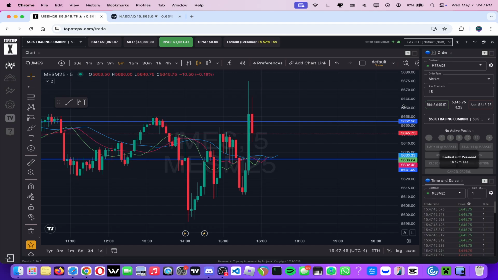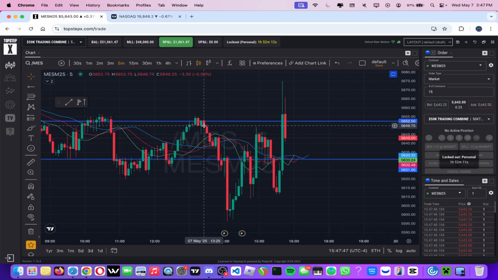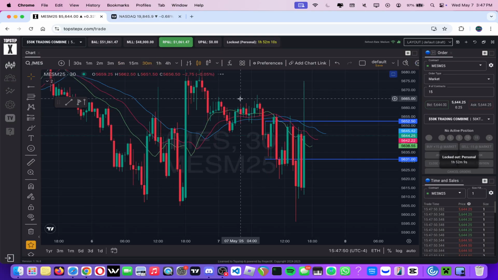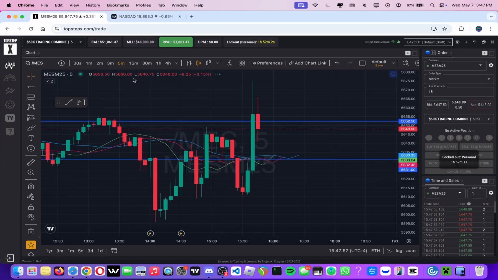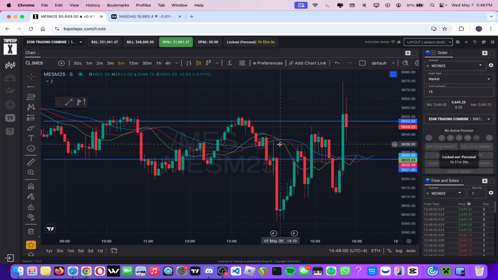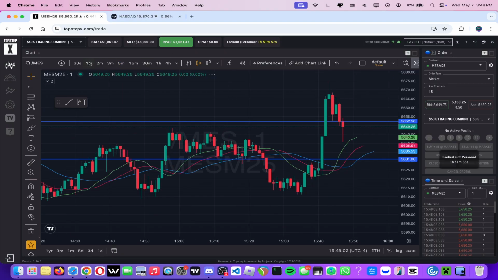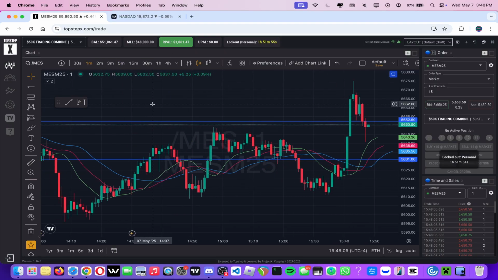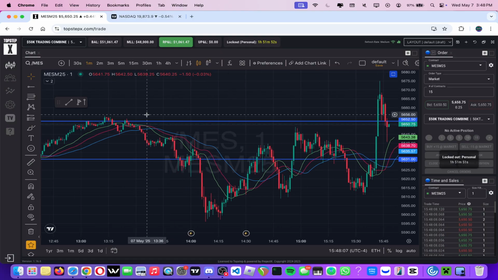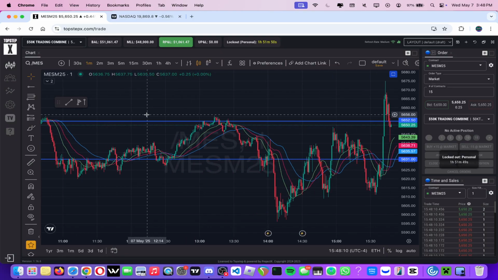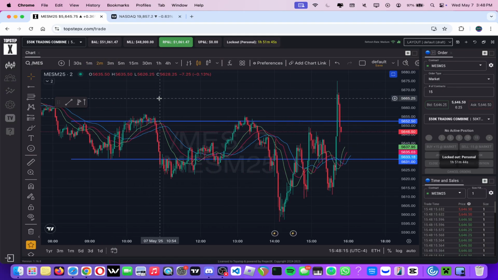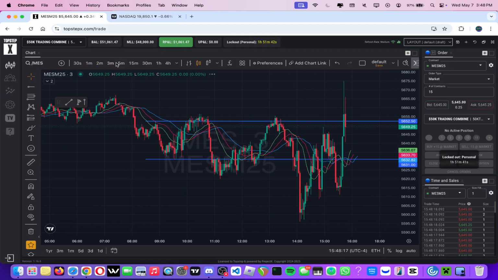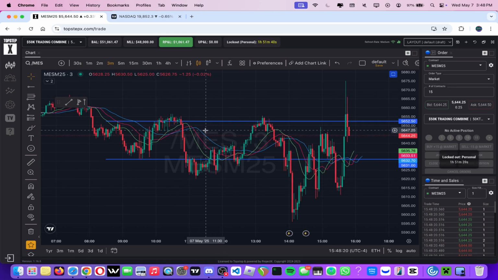So here's what you can do to pass it. You can mark out the first 30-minute candle, so you won't trade until after 10. You mark out the high and the low, and then you go to the 5 minute. Or you could enter on the 1 minute, but your take profit is not going to be too good. Or the 2 minute.